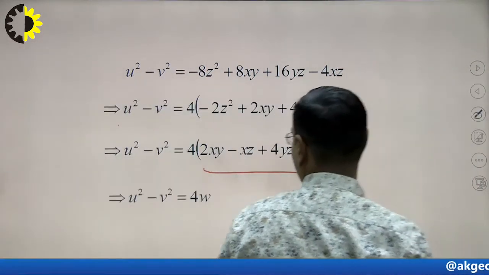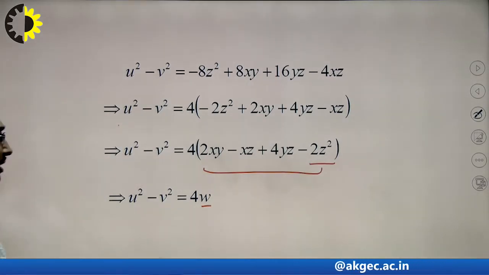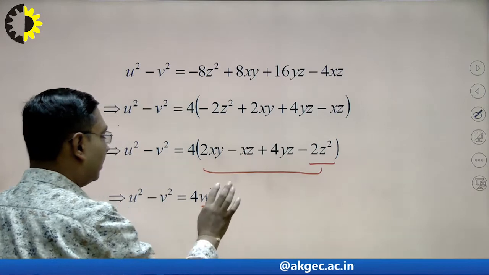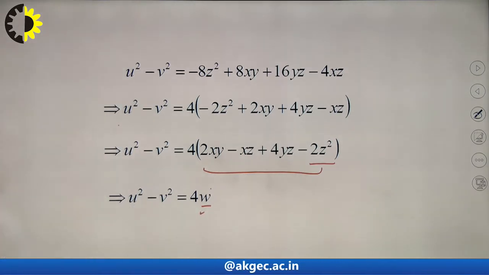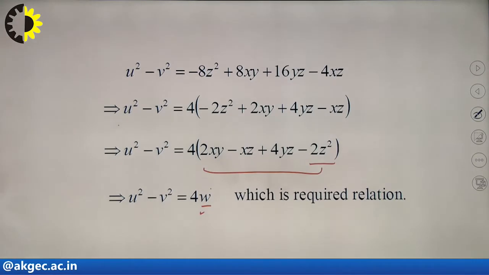This expression is the expression for w. In the previous slide we have seen that this value was the value of w. So, I obtain u square minus v square is equal to 4w, and it is our required relation. Let me sum up what happened.